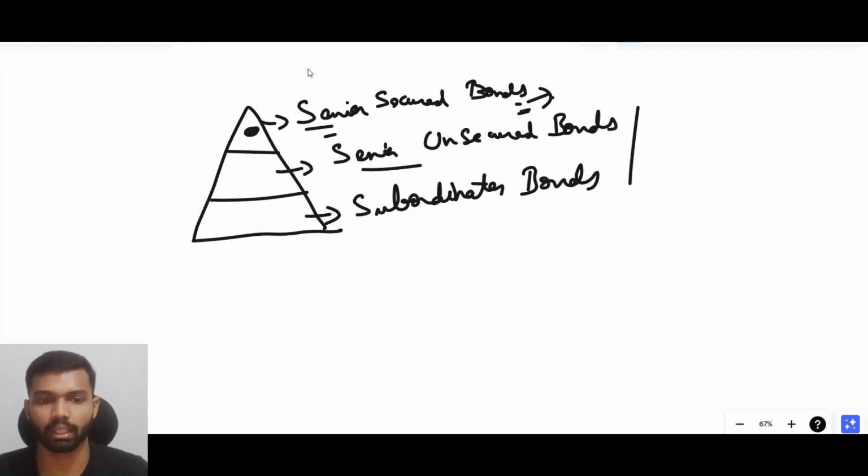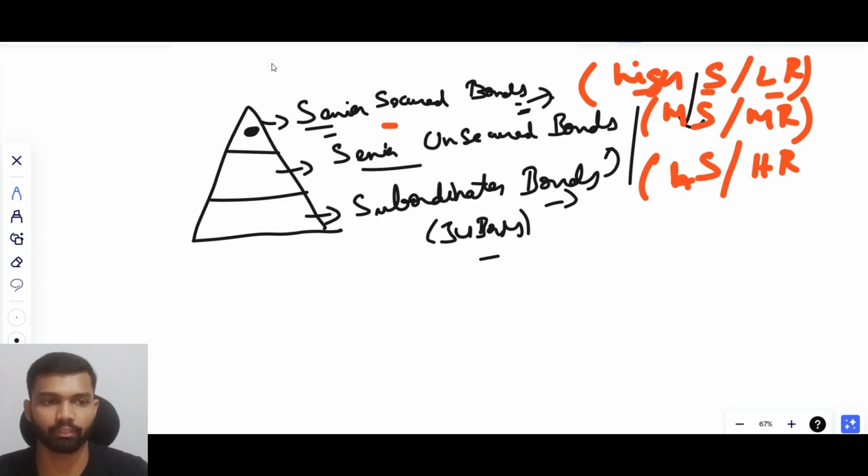The senior unsecured bond is better than the subordinate bond because the bond issuer will pay that debt before the subordinate bonds. The subordinate bonds are also called junior bonds. In the waterfall, the subordinate bond is the last one to get its principal amount back, so it has a higher investment risk. The senior secured bond has higher safety and lower return. The senior unsecured bond has moderate safety and moderate return. The subordinate bond has lesser safety and higher return. We should always make sure, while investing in a bond, in which of these three repayment priorities the bond we are investing in falls.